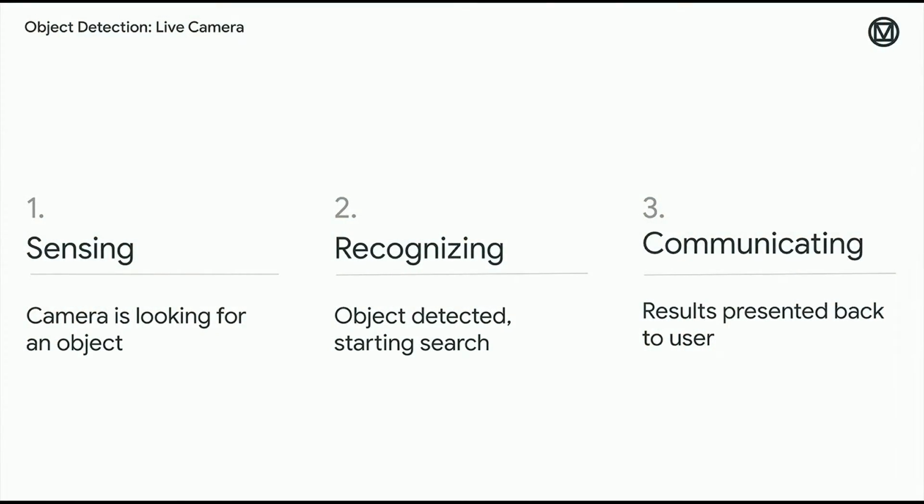When we were thinking about designing these experiences, we separated the user's experience into these three phases: sensing, recognizing, and communicating. Let's take a closer look at each one.